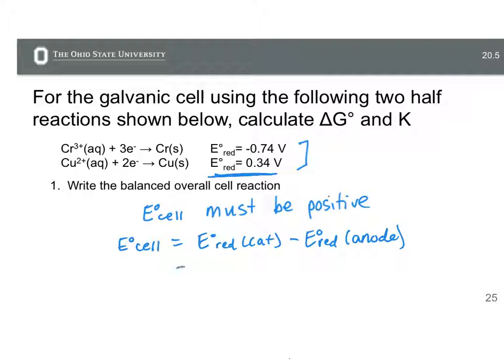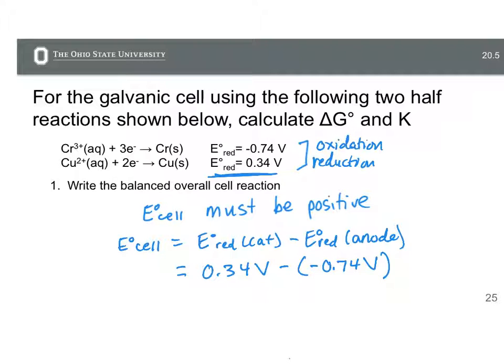Okay, so then we would have a reduction potential of 0.34 volts for the copper. So this is reduction. This will be oxidation. We'll need to rewrite that. Minus negative 0.74 volts. And we'll end up with a cell potential of 1.08 volts. So everyone see that? Okay.